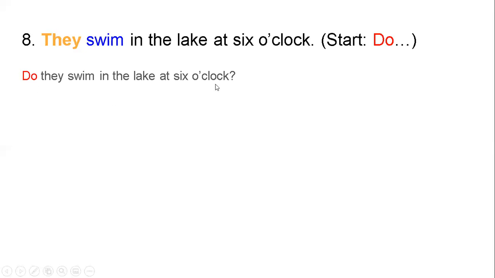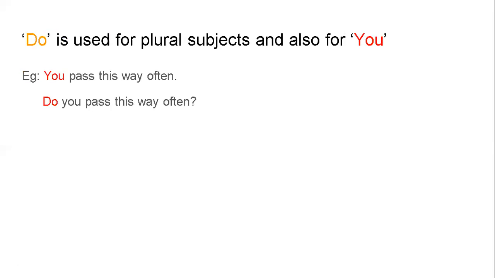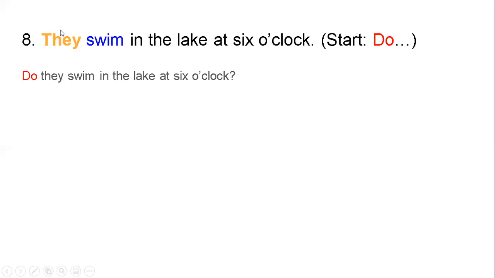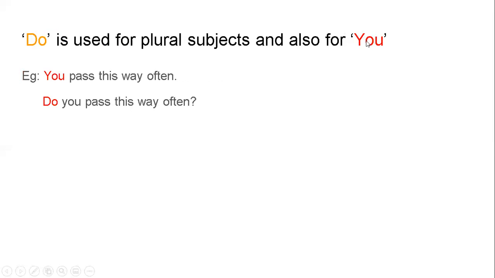Do they swim in the lake at 6 o'clock? Okay? Do is used for plural subjects like I just showed you. Back again. They. Plural subjects. So you use do. Do is also used if you have you in the sentence. Like this. You pass this way often. Do you pass this way often? Got it? So do is used for plural subjects as well as for you, like this.